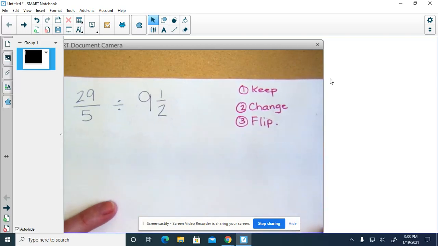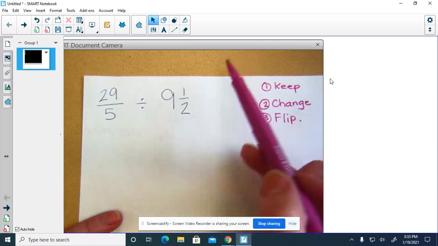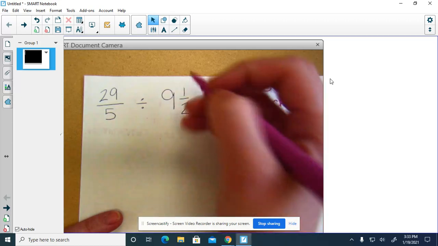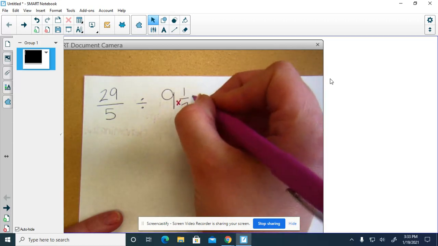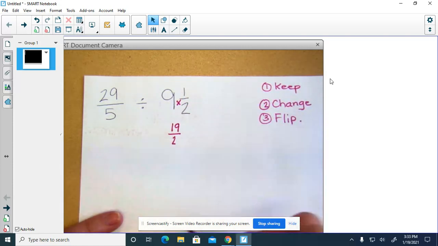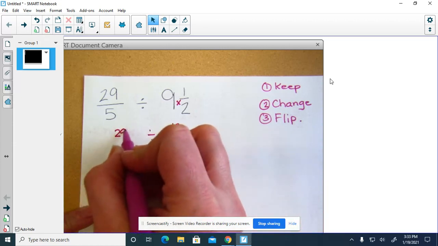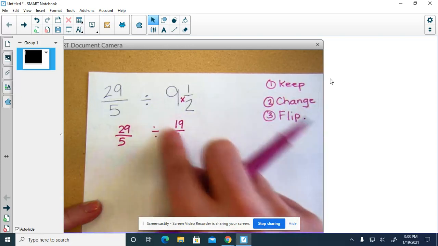Okay? So, looking at my problem, I see I have a mixed number that I need to make into an improper fraction before I can do anything. So I'm going to multiply down, add up. 9 times 2 is 18, plus 1 more gives me 19 halves. Okay? I'm just going to rewrite my problem to keep it nice and neat. So now I can actually work my problem.